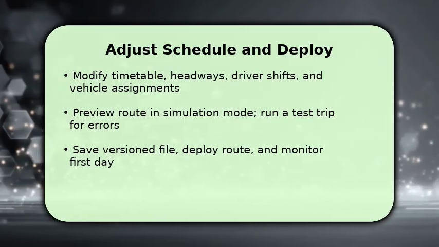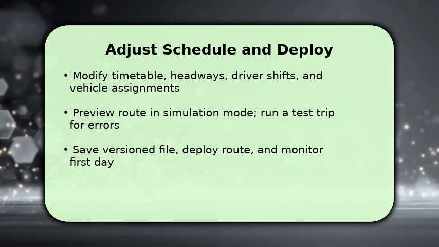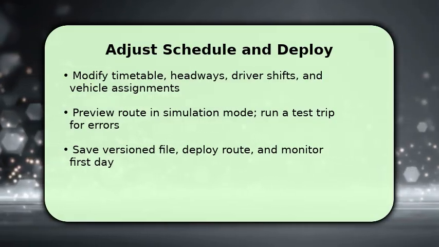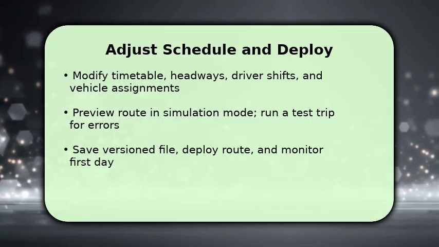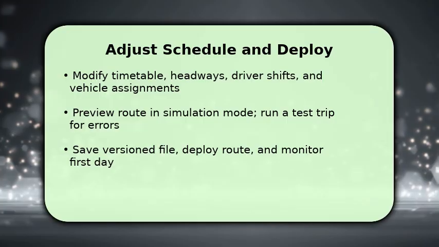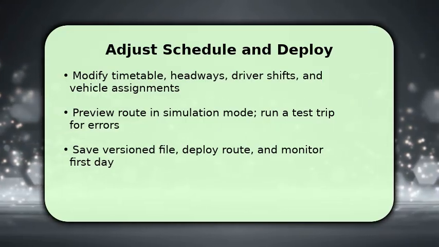Preview changes in test mode and run a test trip to watch for clipping, traffic conflicts, or missing stops. Once satisfied, save a versioned file and deploy the route. If the bus behaves oddly, reload the backup and check waypoint order and lane assignments as your troubleshooting tip.